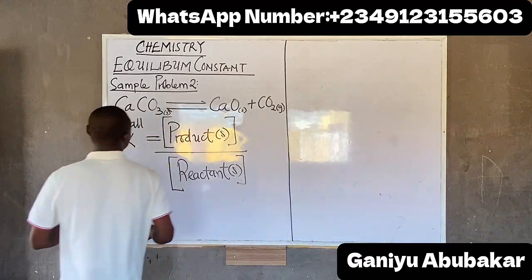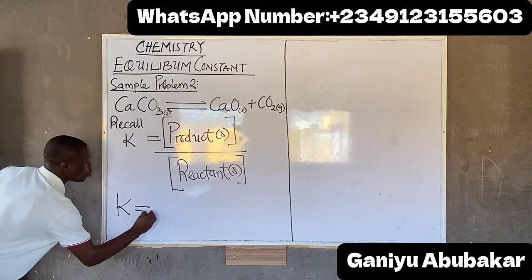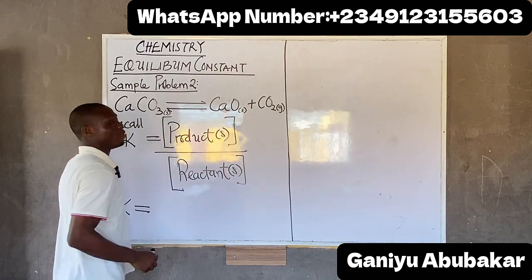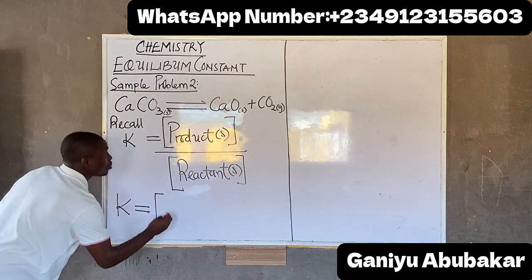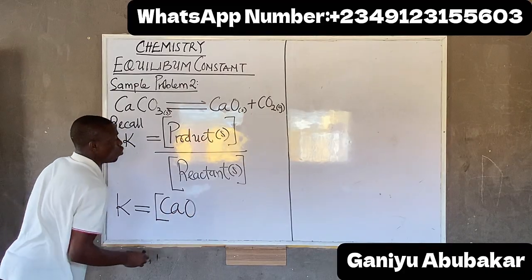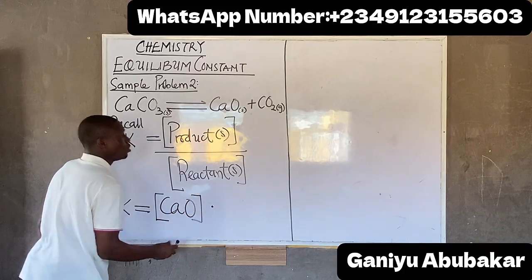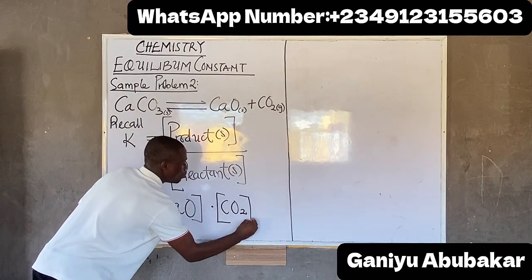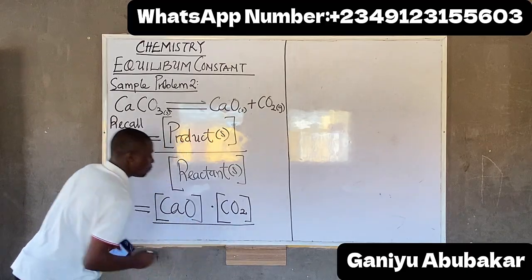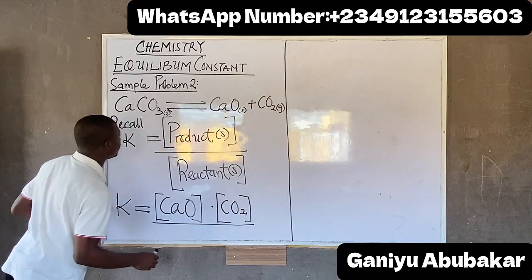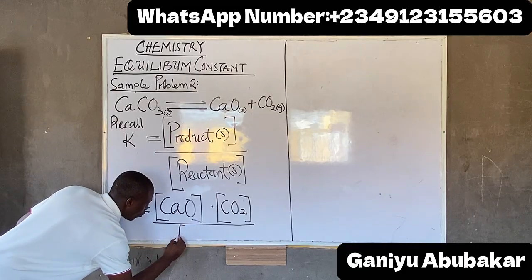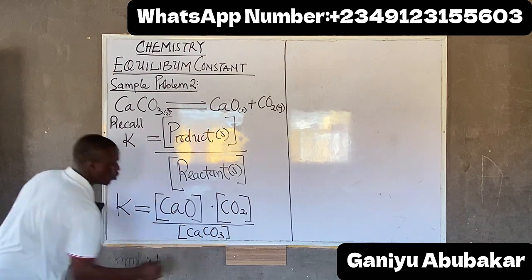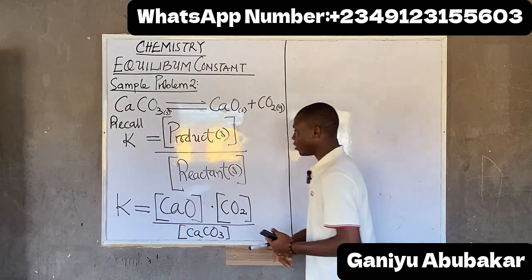So my equilibrium constant K in this case will be equal to my products. I have more than one product, so pick them one by one. That gives you the concentration of CaO, times the concentration of CO2, all over the reactant side. Just this one here, CaCO3, the concentration of calcium carbonate.